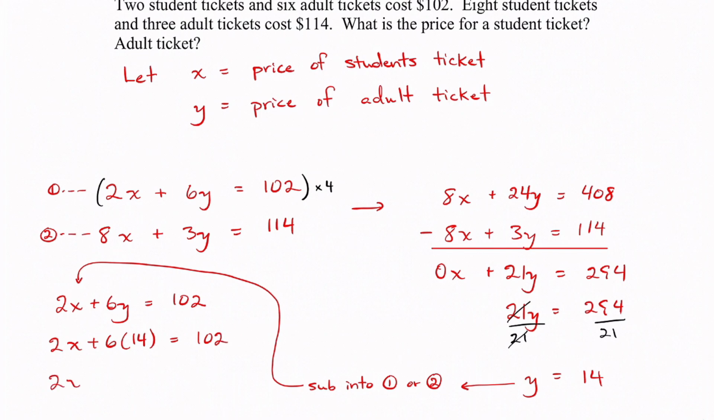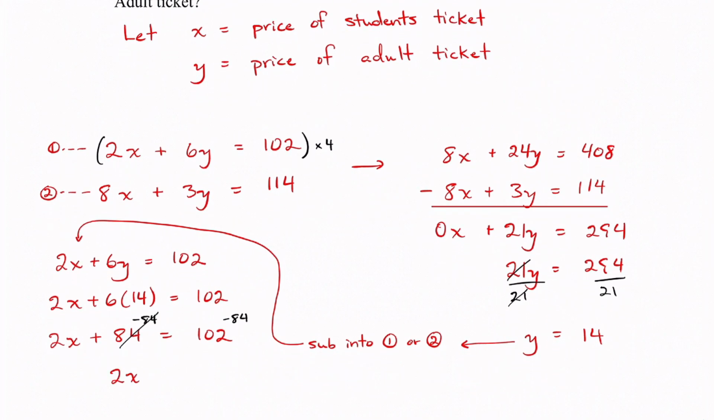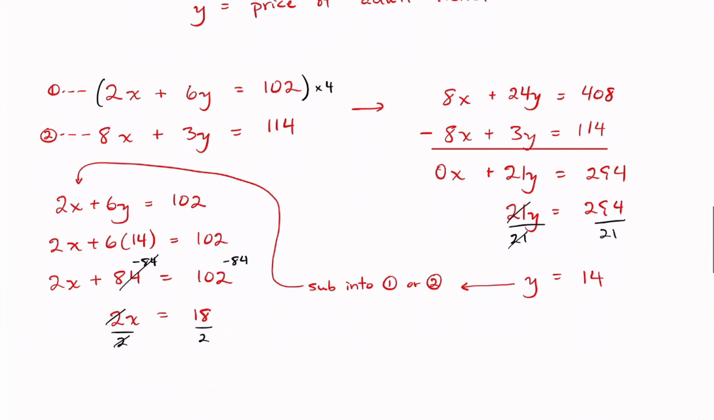So 2x we'll just rewrite. 6 times 14 is equal to 84. And then we're going to get rid of this 84, so we'll subtract 84, subtract 84. My 84's cancel, so I have left over just a 2x on the left. And then on the right, 102 subtract 84 is equal to 18. And then I can just take this, divide by 2, divide by 2. The 2's will cancel, and so we get out of this x is equal to 9.